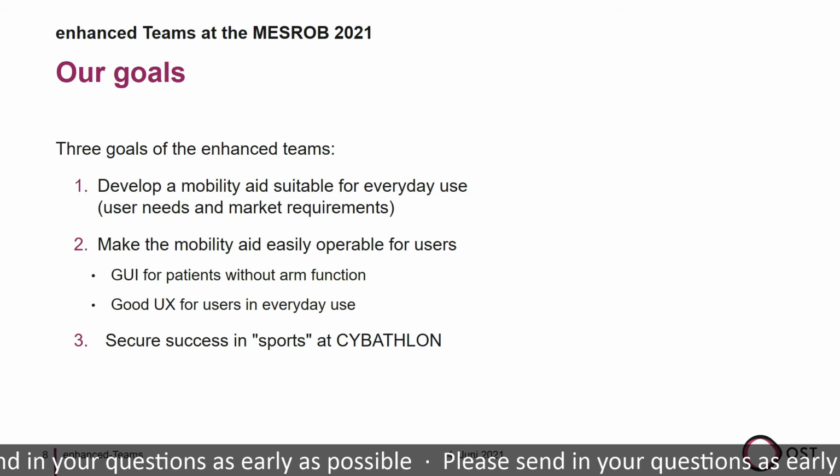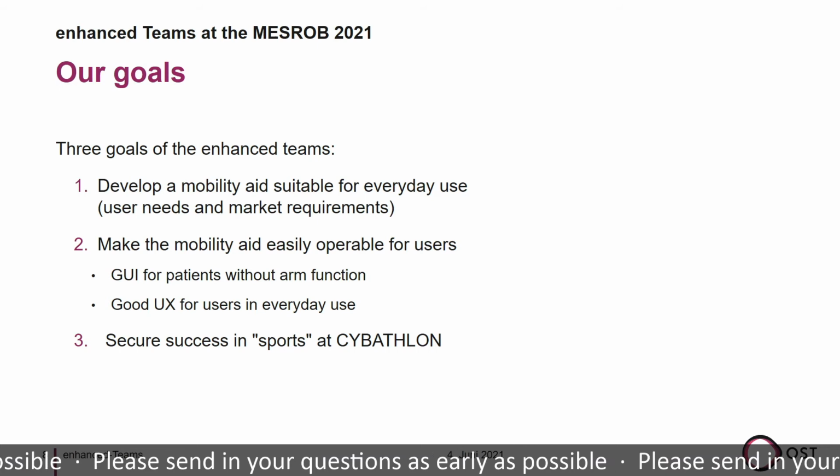As a third goal, we would also, of course, secure the success in the sports disciplines at CYBATHLON.